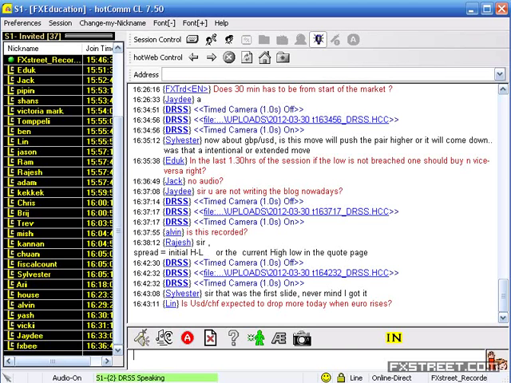This 30 minutes has to be from start of the market. Yes, from start of the market, 30 minutes we watch and then try to take.